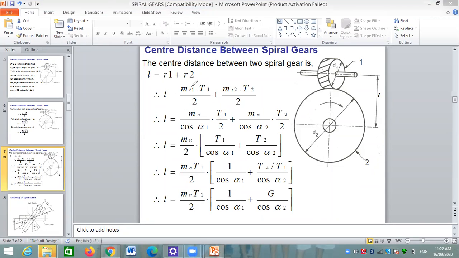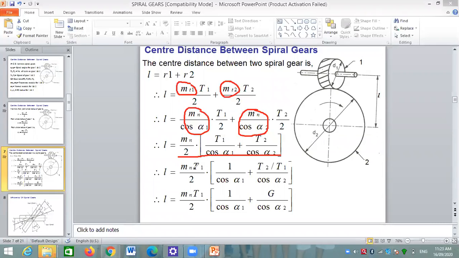If I want to convert the transverse module into the normal module, then transverse module is equal to normal module divided by cos of alpha 1. We put here, instead of MT1, Mn divided by cos of alpha 1, and MT2 is equal to Mn divided by cos of alpha 2. Here we will take Mn by 2 as common, and here we get T1 by cos of alpha 1 plus T2 by cos of alpha 2.